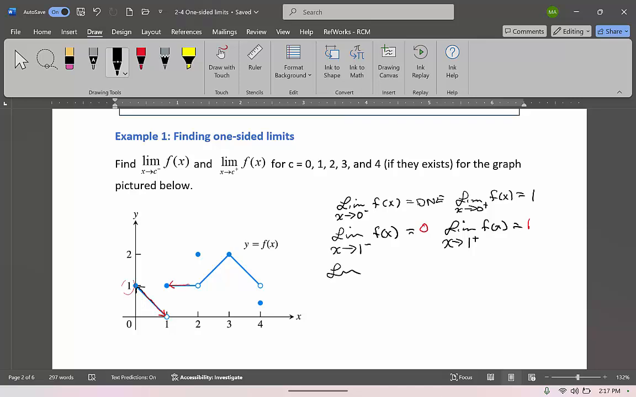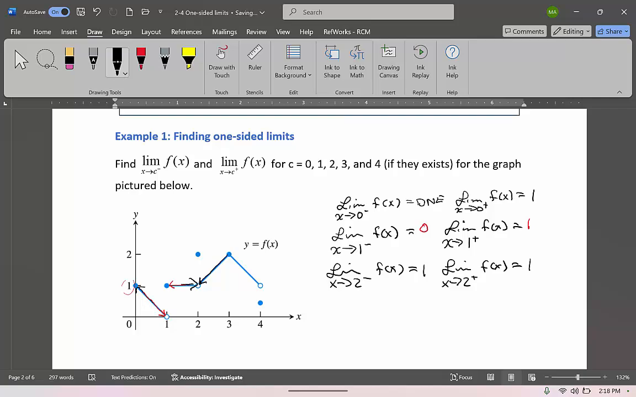Okay, so the limit as x approaches 2 from the left. Now we're approaching the value 2, and we're coming from the left. That will be this piece of the function, which approaches also 1. So remember, we're looking at the y values. The y values are going to 1 here. And if we take the limit as x approaches 2 from the right, we can actually see that the y values are still approaching the same value, which is equal to 1.